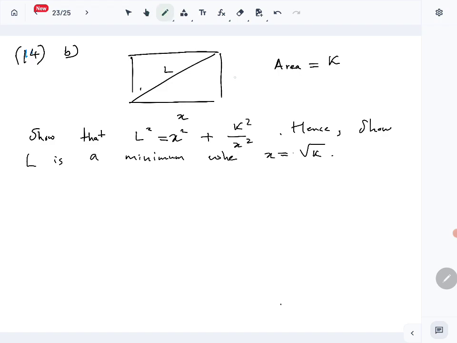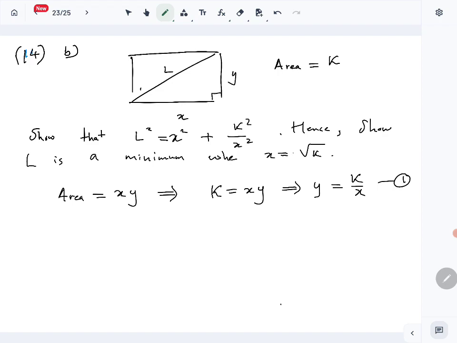So let's take the height to be y. Then we can write an expression for area using x and y. So area is what? X times y, or width times height, and we know area is told to be k. So k is equal to x times y, or we can say y is equal to k over x. That is our first equation.